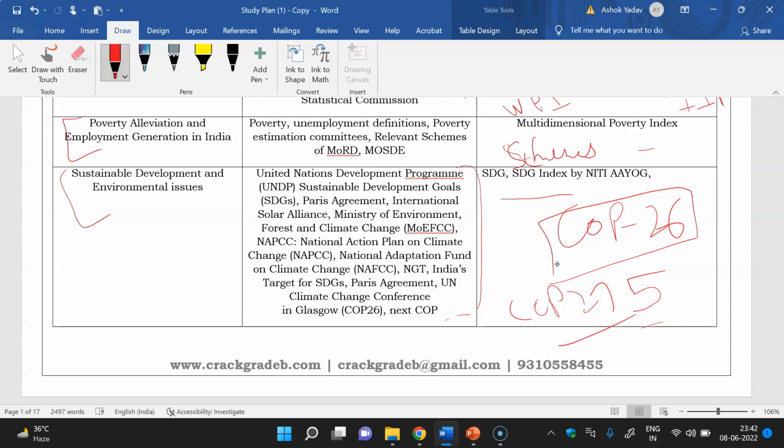And any other current affairs relevant to sustainable development and environmental issues in the last 4 months are important, and all the other initiatives of the Ministry of Environment, Forest and Climate Change, like the National Action Plan on Climate Change, the National Adaptation Fund on Climate Change, and NGT, the National Green Tribunal. So you must have an idea about these things and whatever current affairs. And UNDP: you have to study SDG, the Sustainable Development Goals. There are 17 different goals. Many times they have directly asked which goal SDG 4 is related to. So they can ask such questions, and you have to focus on such things.